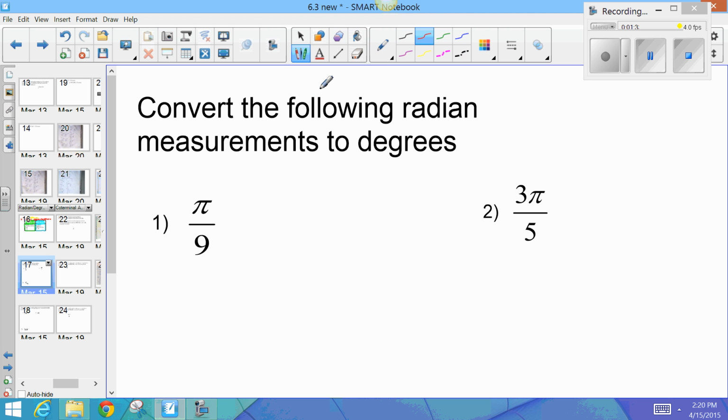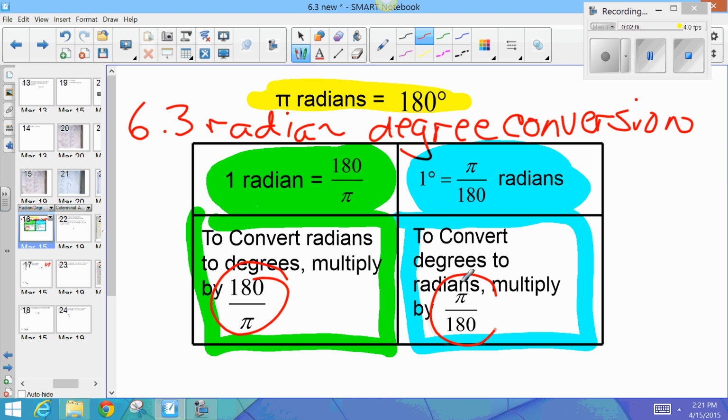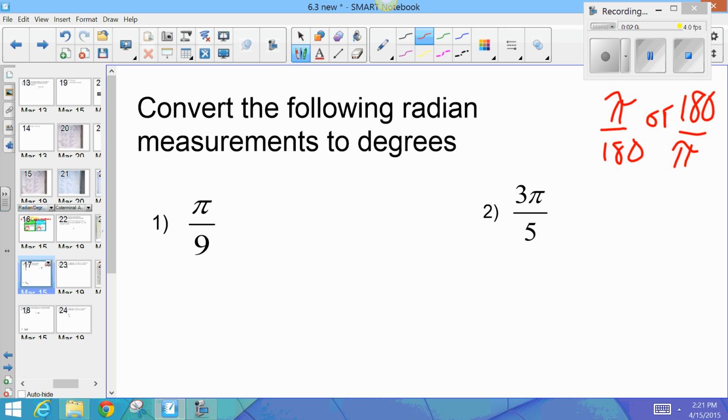Okay, so convert the following radian measures to degrees. One thing that can be very easy to mess up is remembering which one to use. Am I going to multiply by pi over 180, or am I going to multiply by 180 over pi? These are just reciprocals of each other, so it would be very easy to get confused. And here's the answer to that.